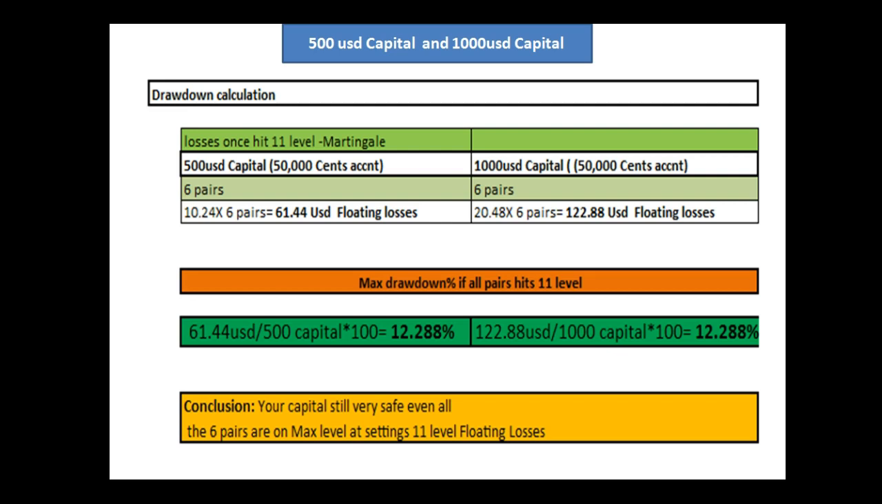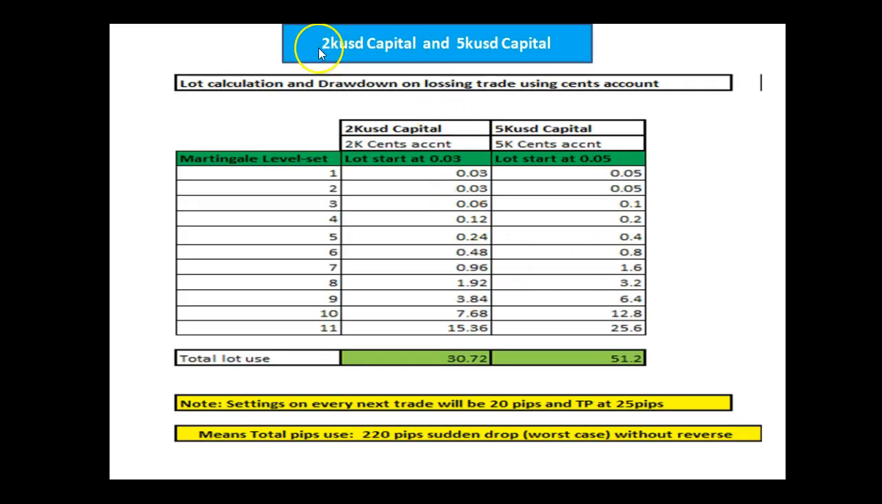So next, if your capital is 2k USD and 500 USD, how much is your calculated drawdown? It's the same thing. So for your capital here you must use a cents account. A cents account is because we want to level up more, and your lot size here will be growing.